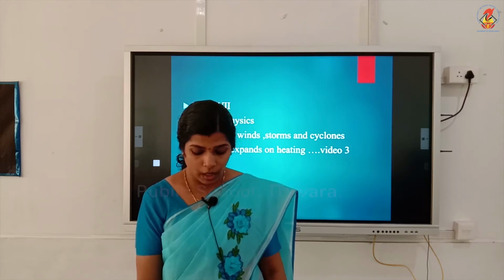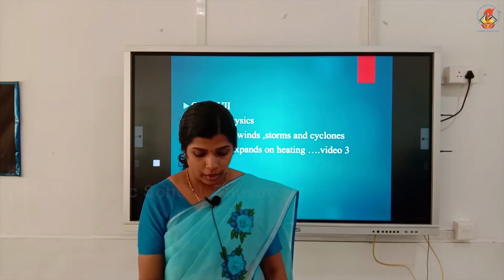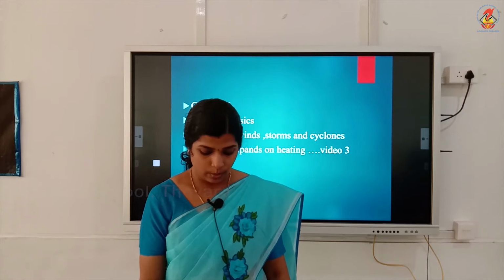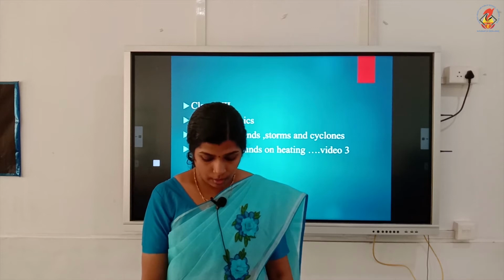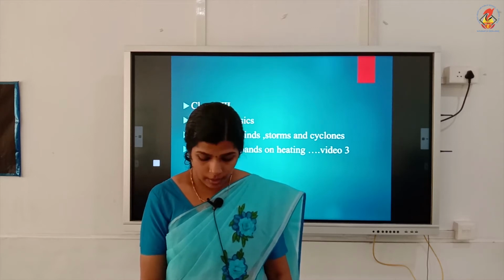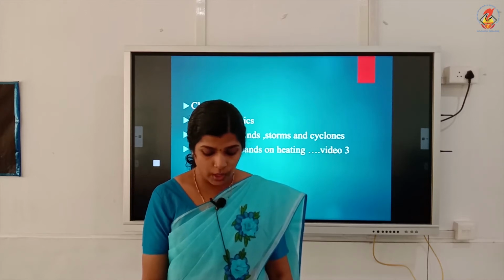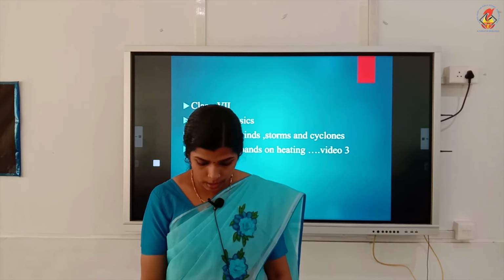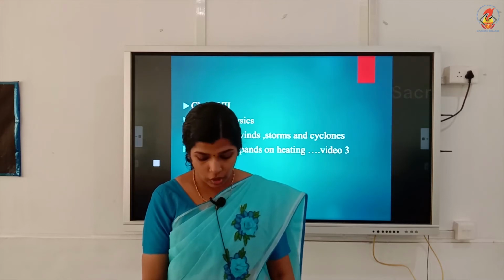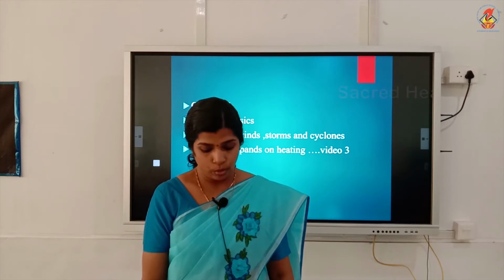Take the tube out. Let it cool down to the room temperature. Take some ice cold water in another beaker and place the tube with the balloon in cold water for 2 to 3 minutes. Observe the change in the shape of the balloon.